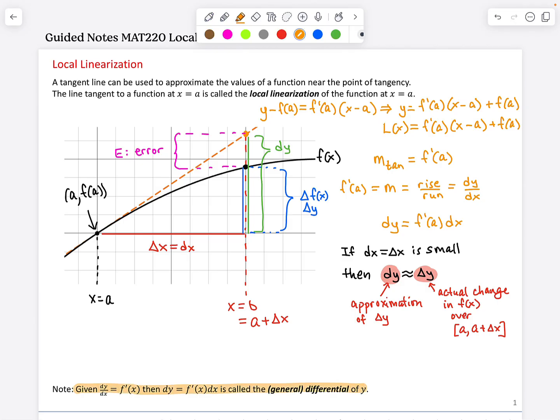that given a derivative statement, dy dx is equal to f prime of x, then you can solve for dy and write dy equals f prime of x dx, and this is called the general differential of y. We say general because x is variable. You can pick different values for it. Okay, let's go to the next page.